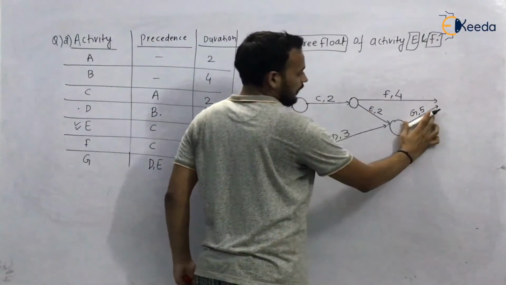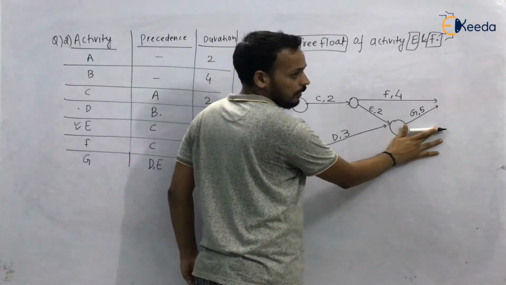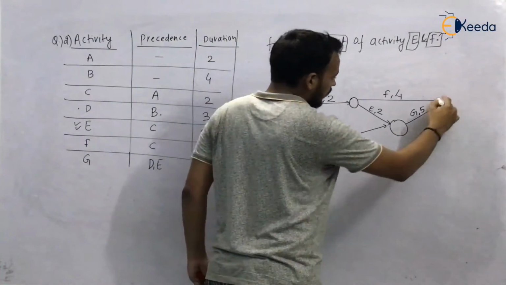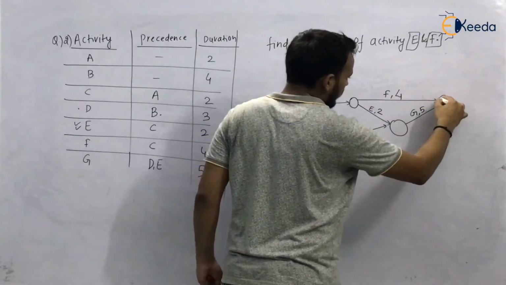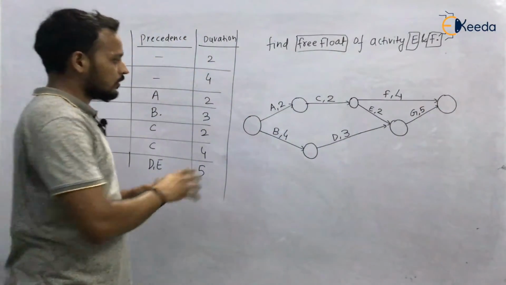Why have we drawn activity G like this? Because if we leave activity G here, then it will be dangling. So to avoid dangling, we must match them. Look, every rule is satisfied.